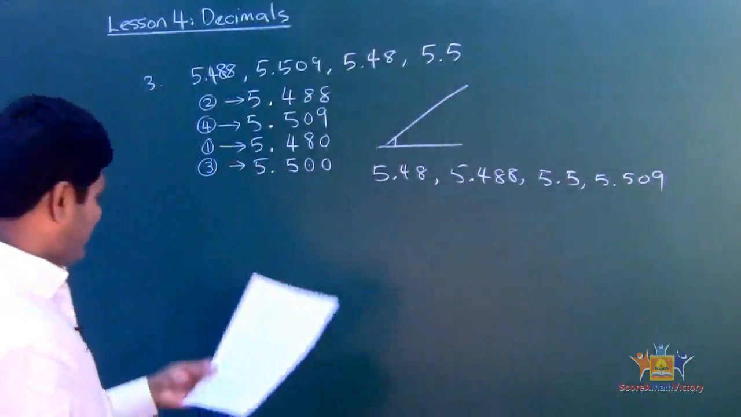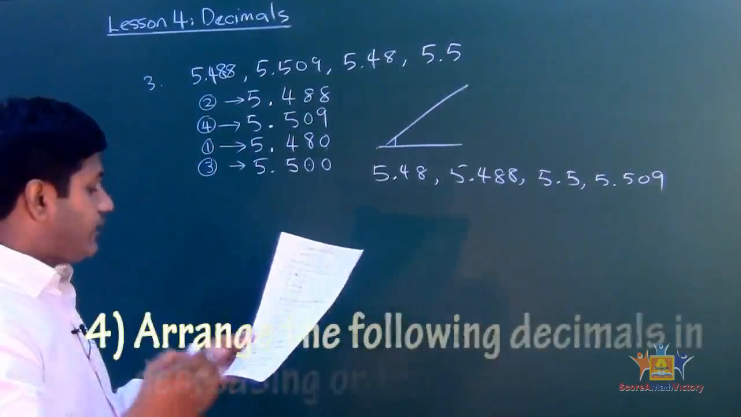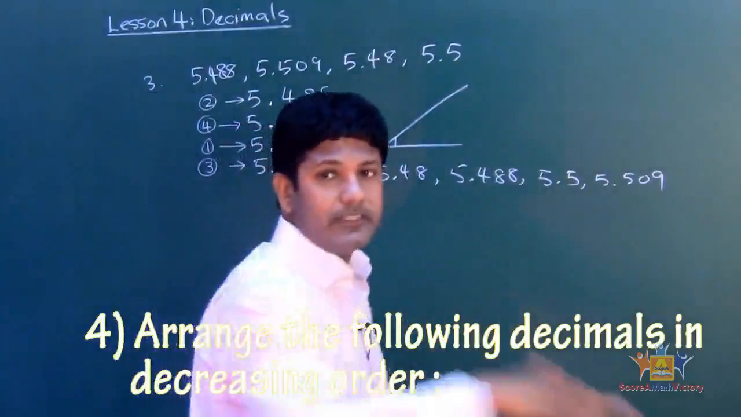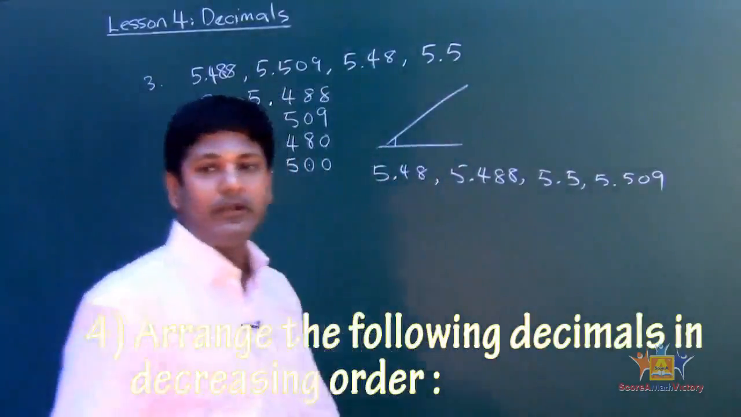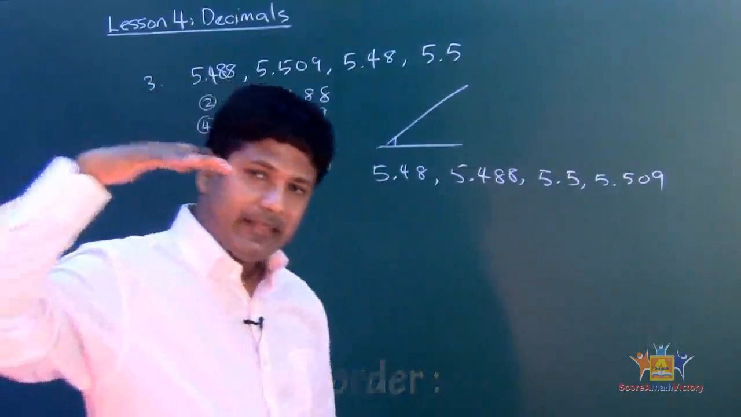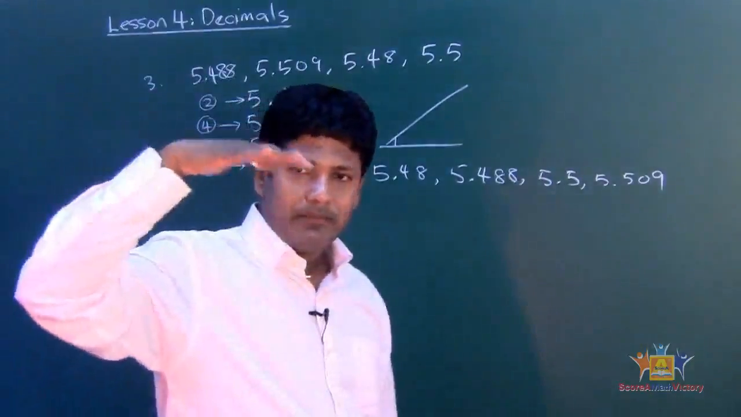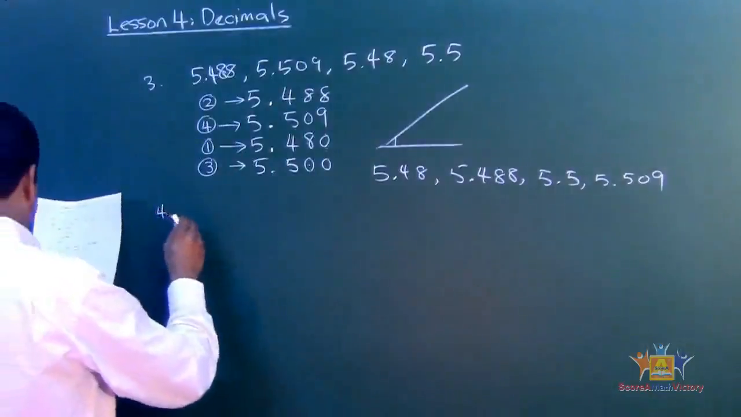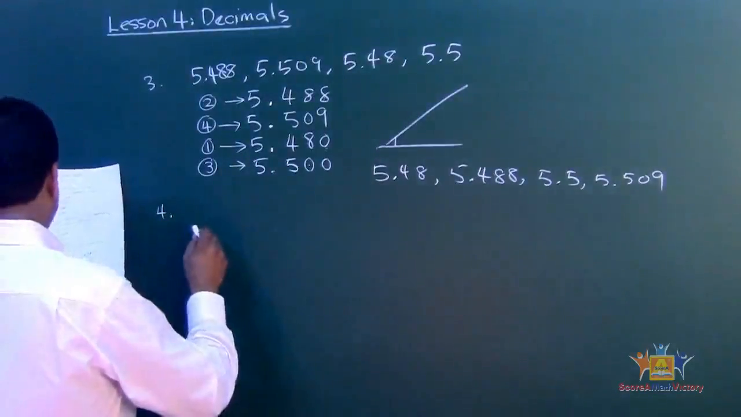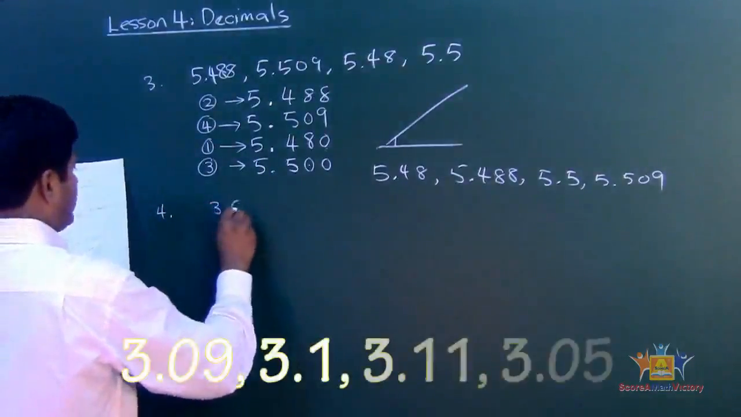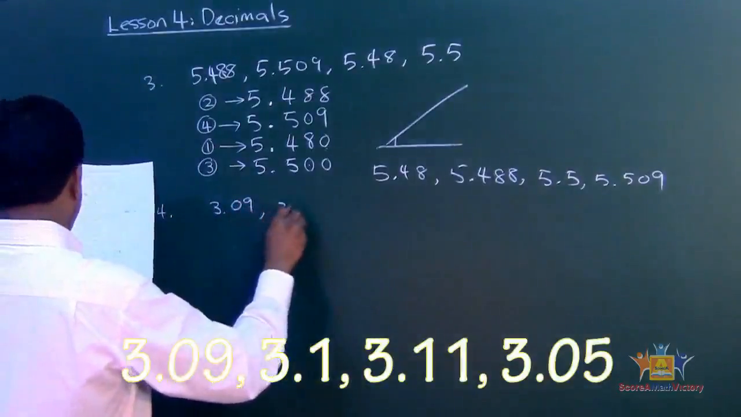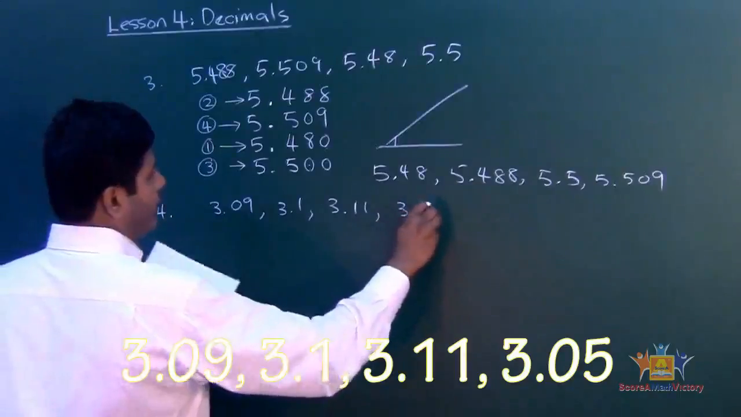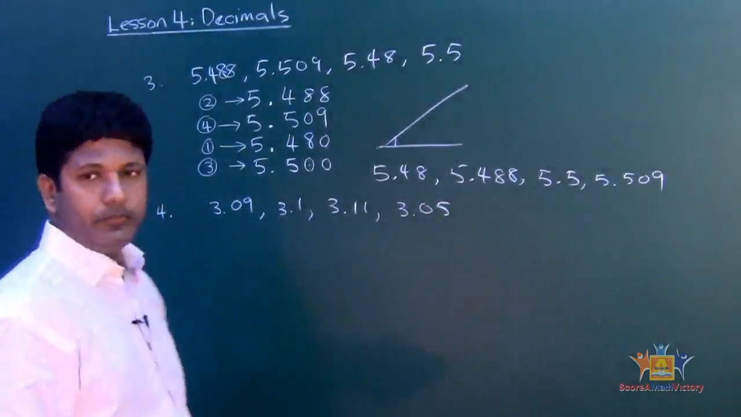Okay, good. Let's look at problem number 4. Arrange the following decimals in decreasing order. See, decreasing. In other words, descending, like a plane landing from up to down. So the given numbers are 3.09, 3.1, 3.11, 3.05. So how do I do it?